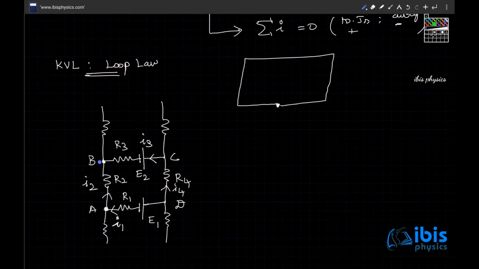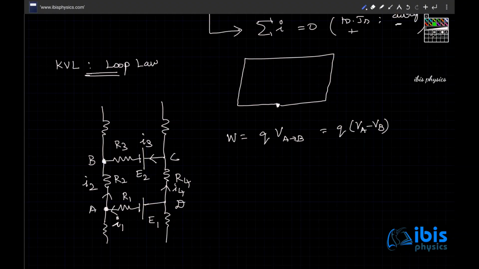You are taking 1 coulomb of charge, and across the resistor and battery there is a potential difference. When you move from here to here, there will be a certain potential difference, and then another. But when you come back to the same point, the total potential difference is 0. What is the work done? Work done is charge into potential difference. Suppose you move a charge from point A to B, then the net work done is Q into VA minus VB.